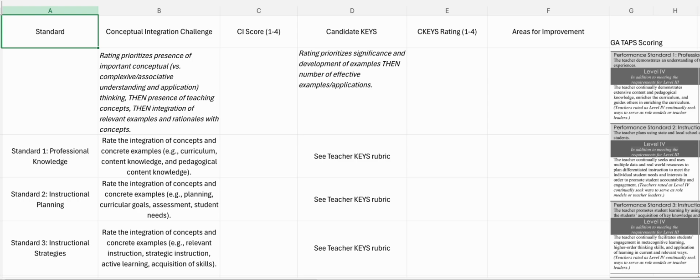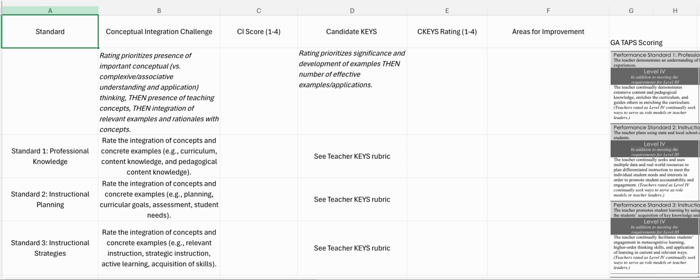You can see in column G, for my own reference, I've added a copy of the Georgia TAPS scoring rubric so that I can reference it. All right, let's go back to column A. This morning I'd like to look at Standard 2, Instructional Planning.